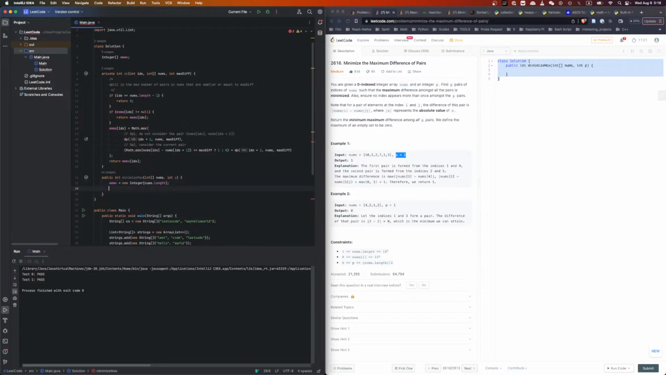Okay, and then what? And then we need the binary search. We can say int low is always going to be 0. Int high. Oh, we also have to sort.